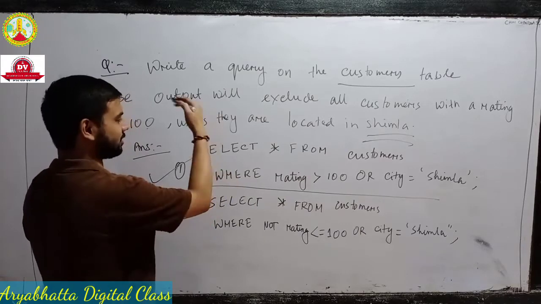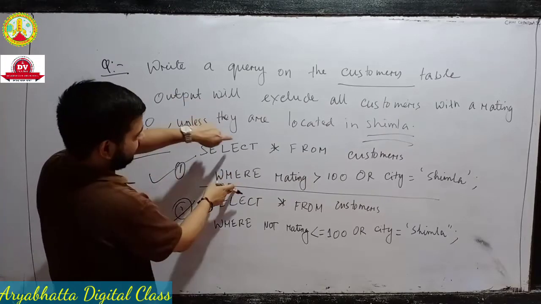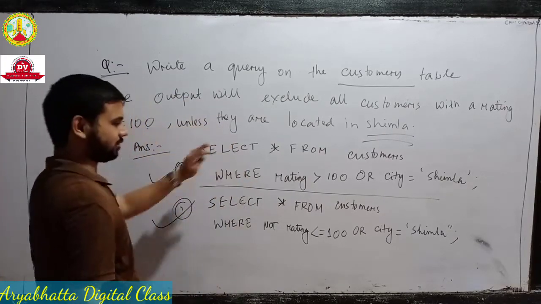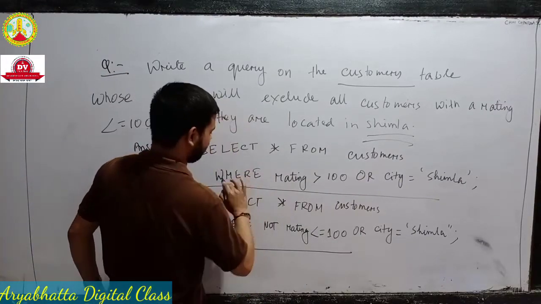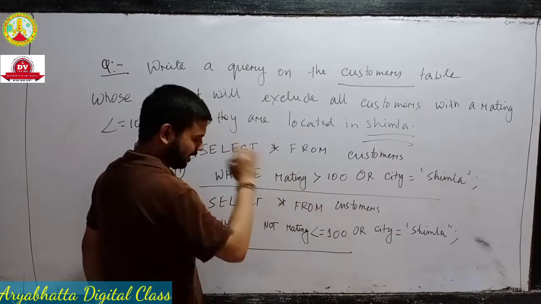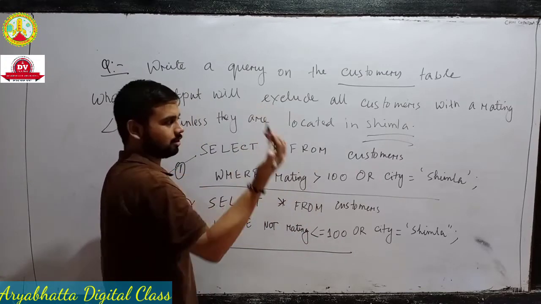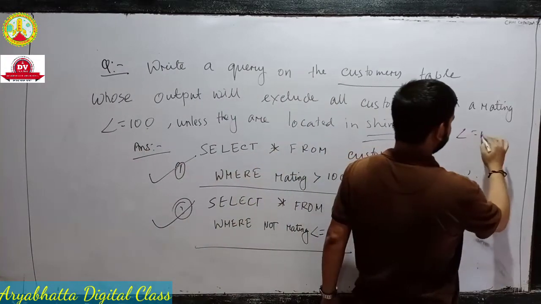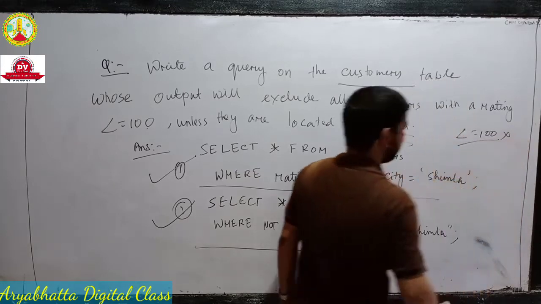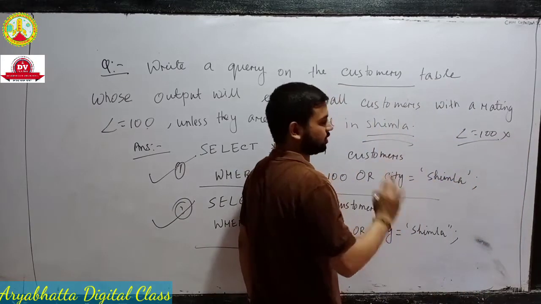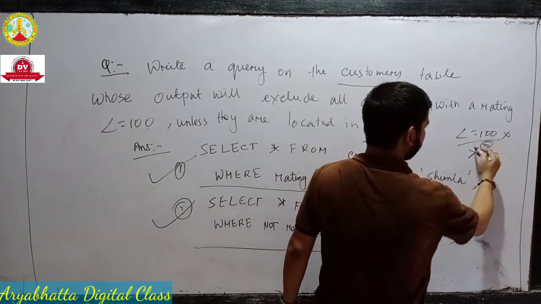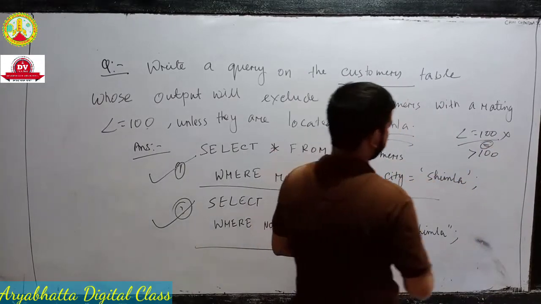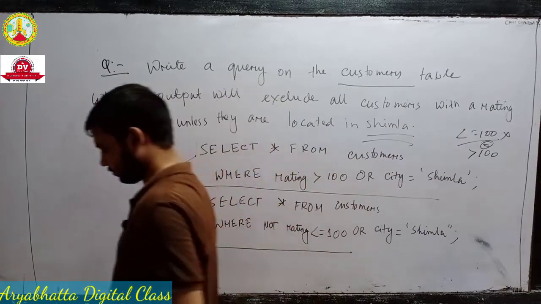In exams, suppose this question is coming, you can write this or this. I just clear all the concept for you. Means this line is the same as this line. You see, where not rating less than or equal 100 means greater than 100. Suppose you say not less than or equal 100 is not possible, then what? Greater than 100. Same thing. This concept is the same or not? Same. That is the concept. Okay.